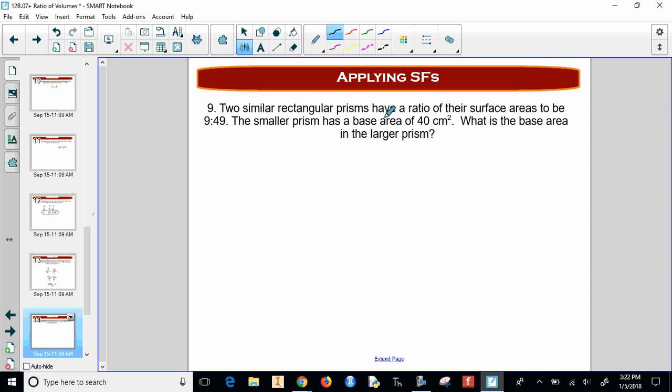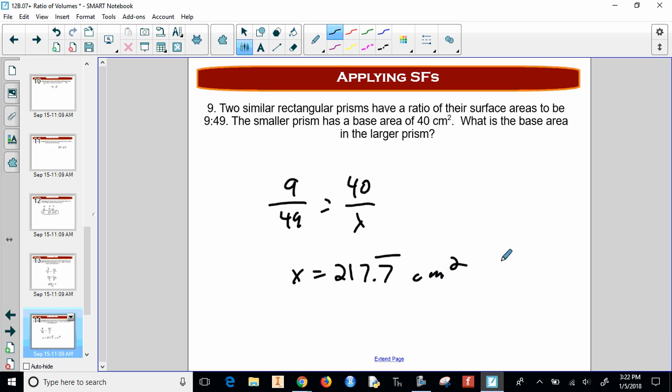Now, if the same situation, but now if the smaller prism has a base area of 40, now we use the area ratio. Smaller one is 40, cross multiply and divide. 40 times 49 divided by 9, and x equals 217.7 repeating centimeters squared.